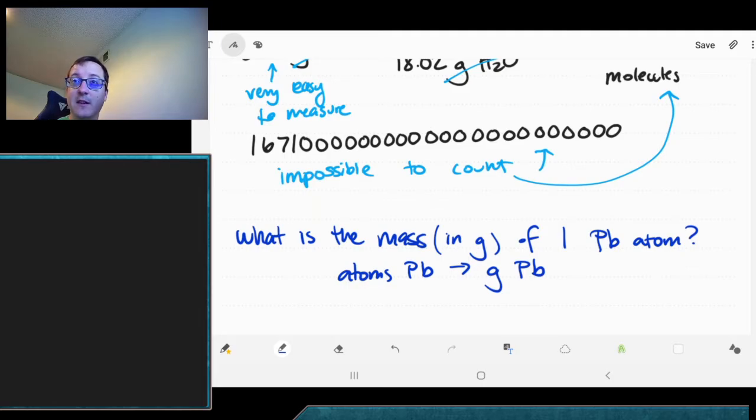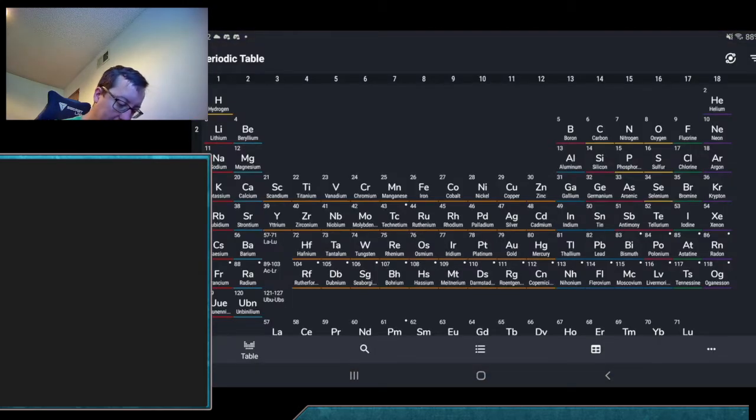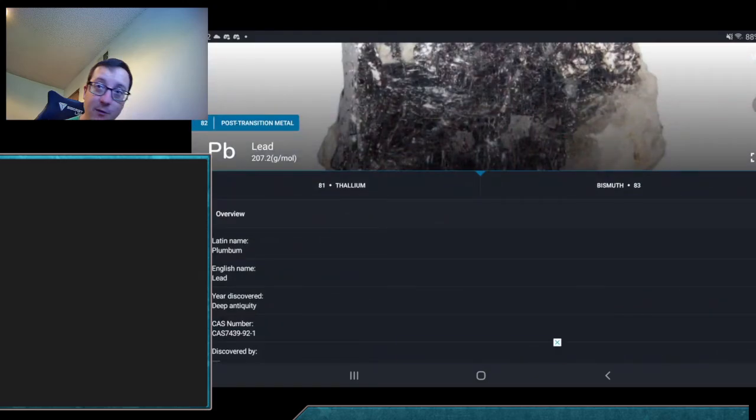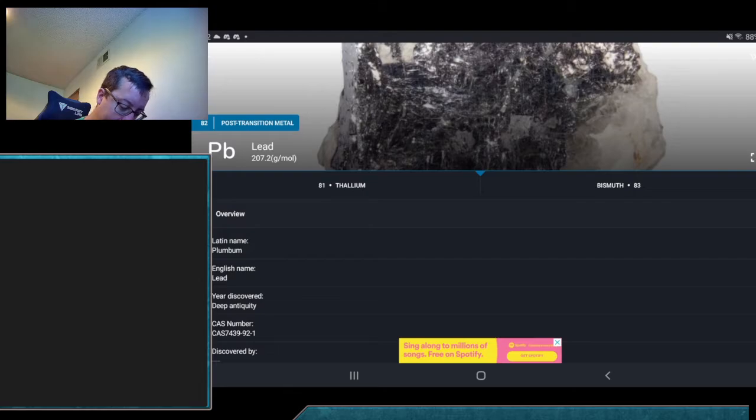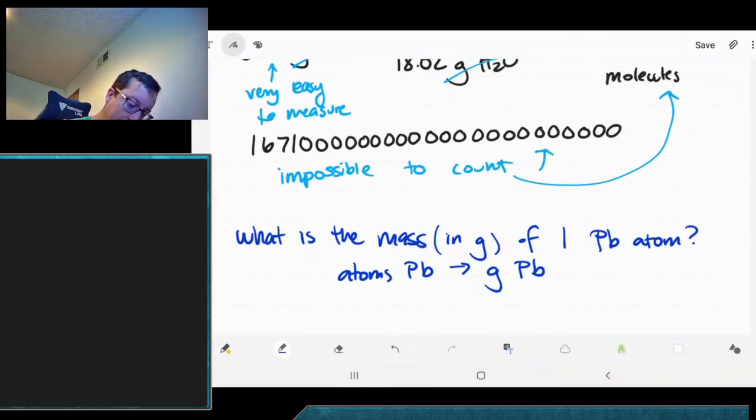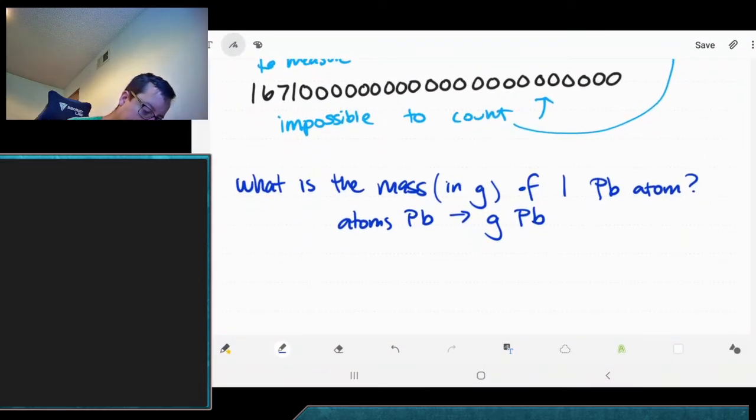So we just need to find our conversion factor between these. And that conversion factor is the atomic mass. So let's find out lead's atomic mass. Lead is number 82. Here it is. 207.2 is our atomic mass. So here we go. We know our conversion factor. We have Avogadro's number.